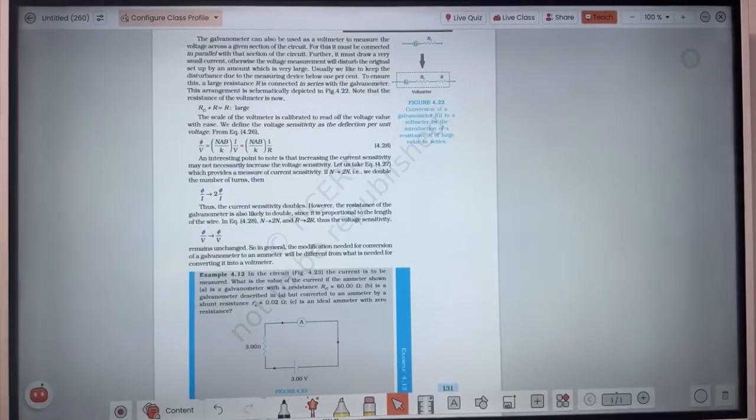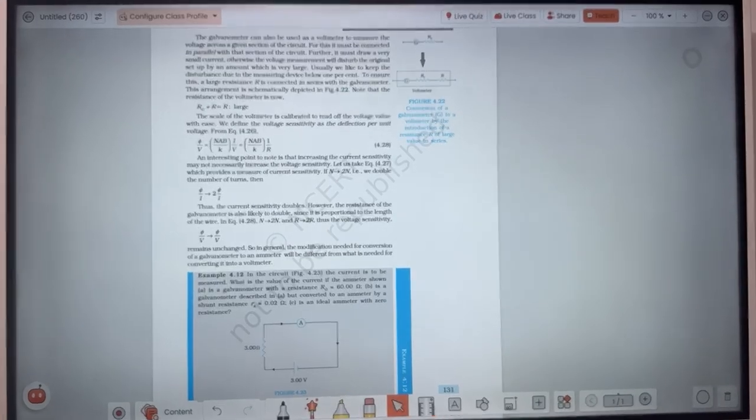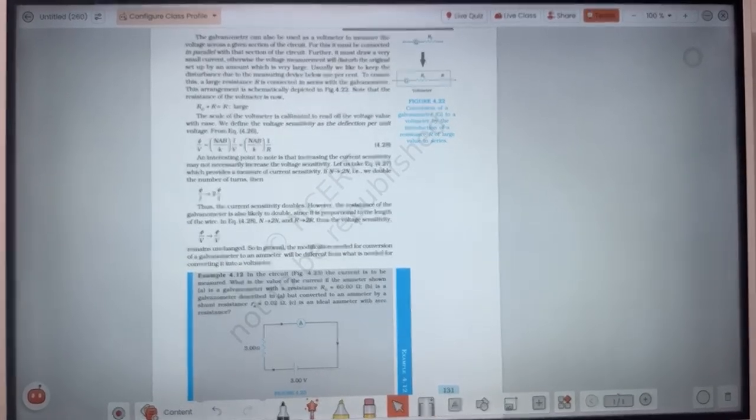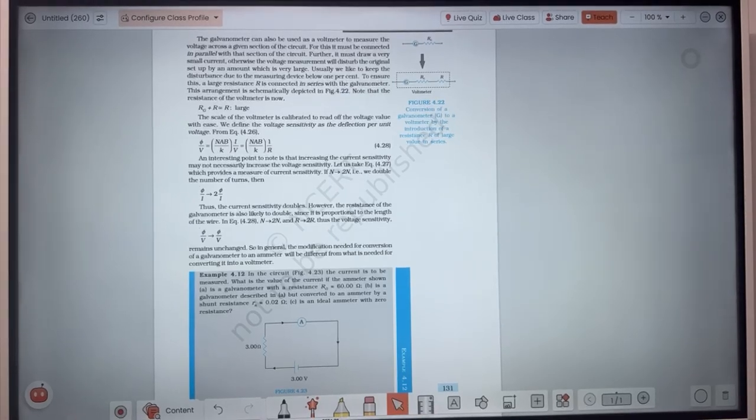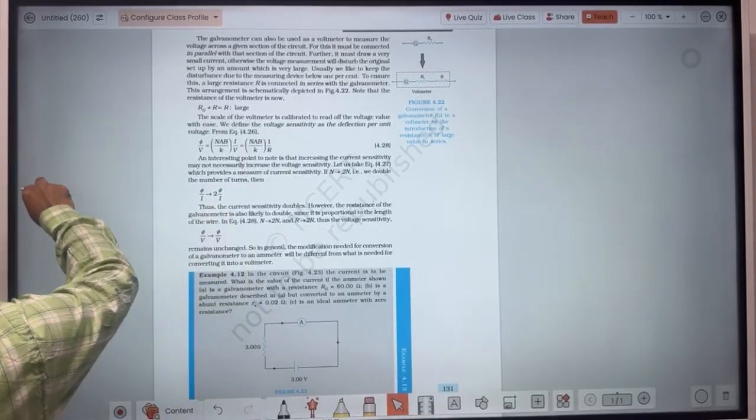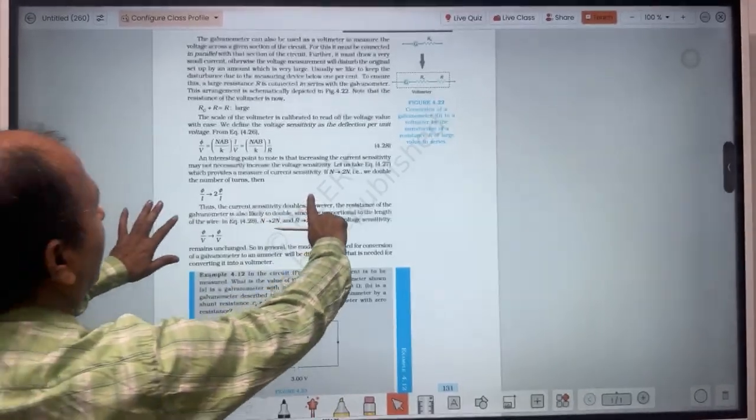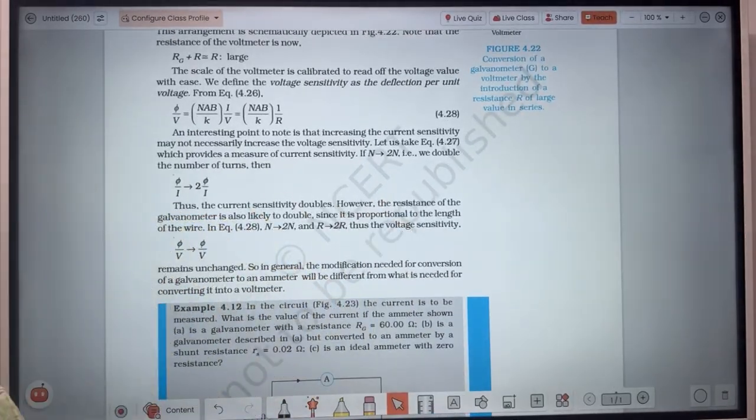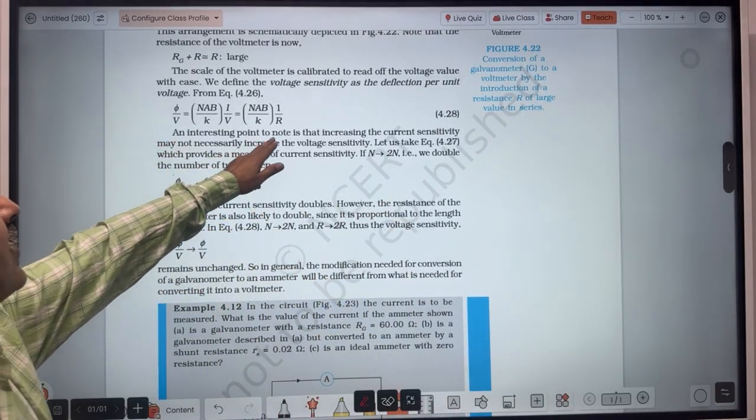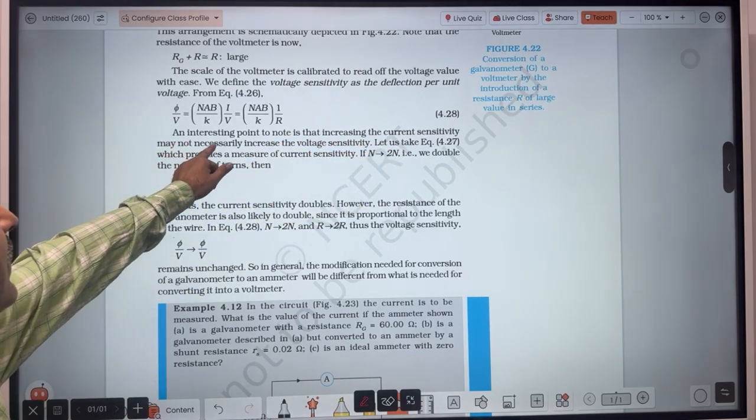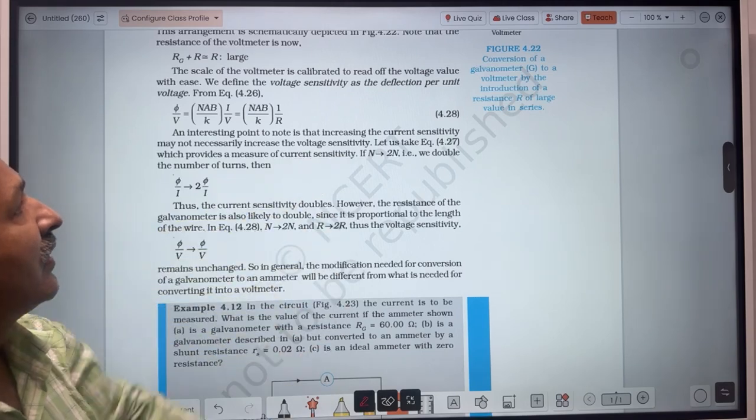One very important point: if current sensitivity increases to double, will voltage sensitivity also get doubled or not? So the answer is no. Here the logic is explained, and you have to read it carefully, because this question is also asked in exams. An interesting point to note is that increasing the current sensitivity may not necessarily increase the voltage sensitivity.